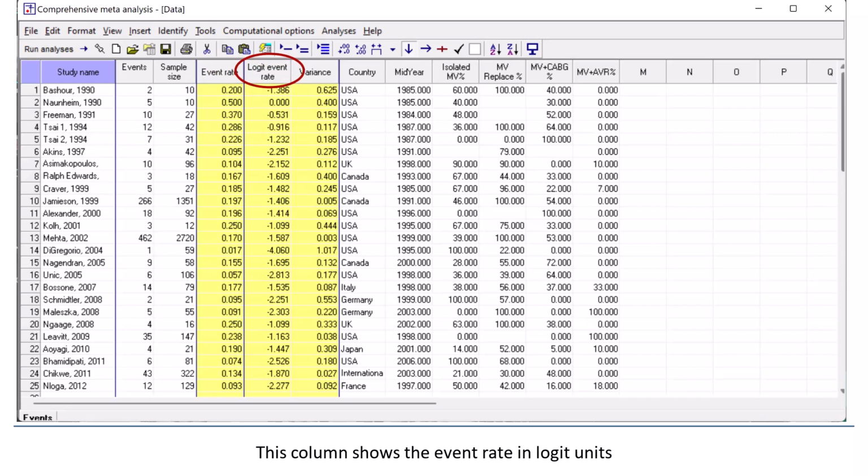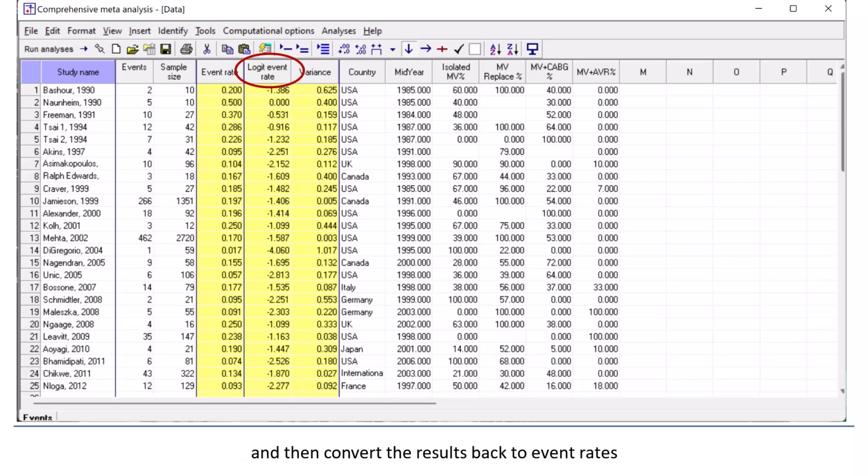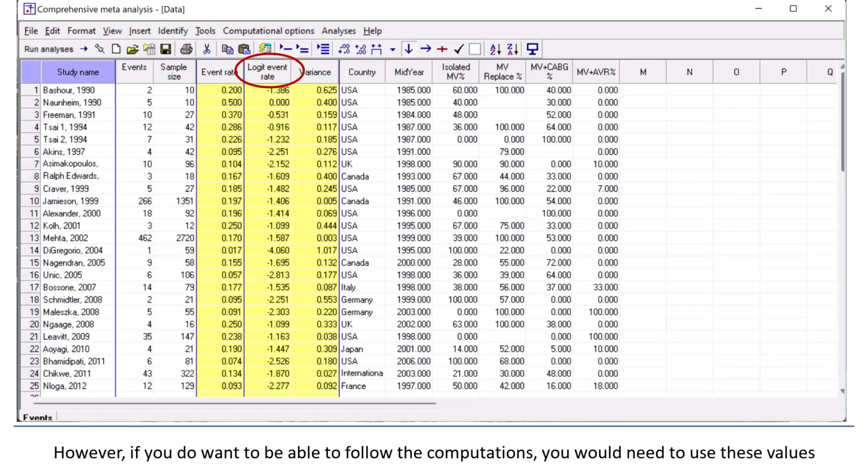This column shows the event rate in logit units. To perform the analysis, the program will convert the event rate into logit units, perform the computations, and then convert the results back to event rates. This is all done automatically, and you don't need to think about it. However, if you do want to be able to follow the computations, you would need to use these values.